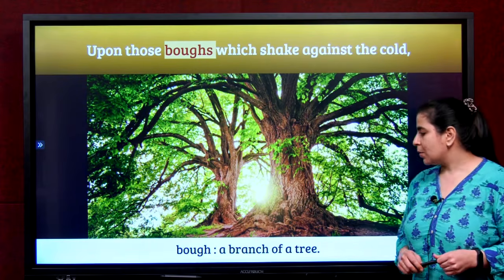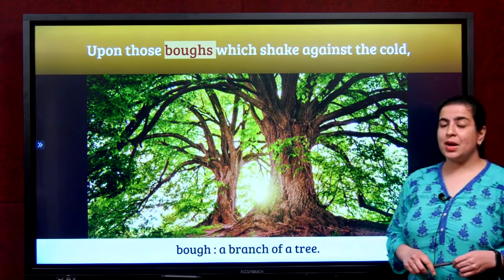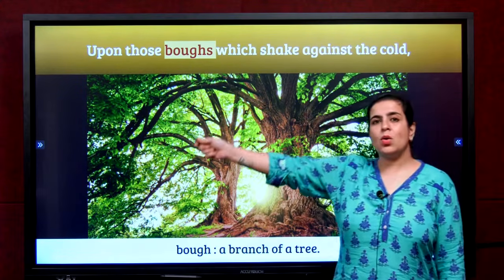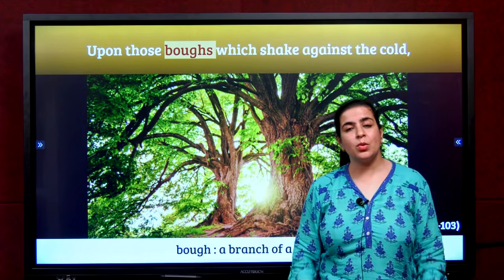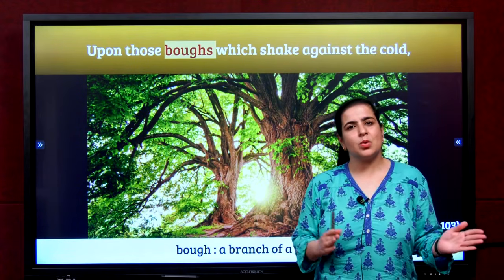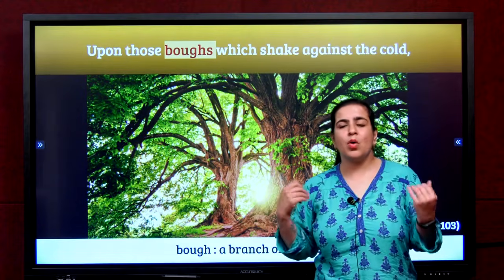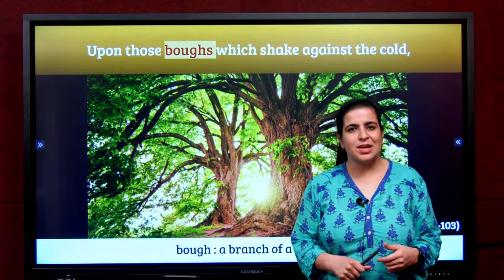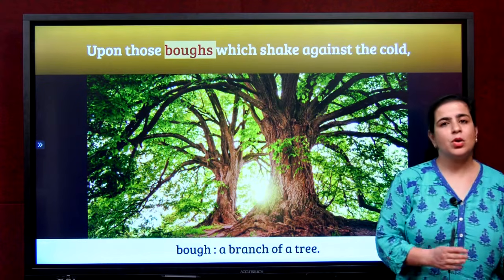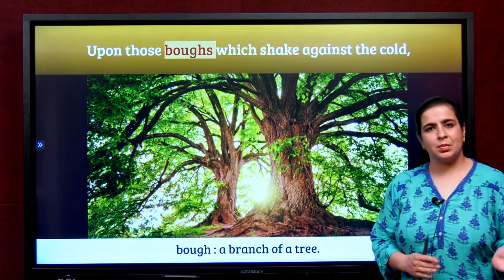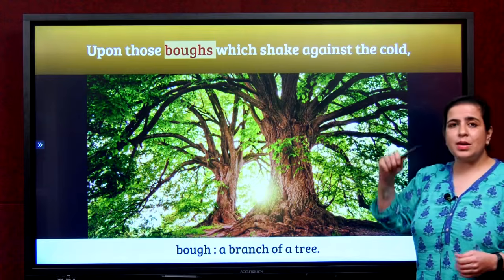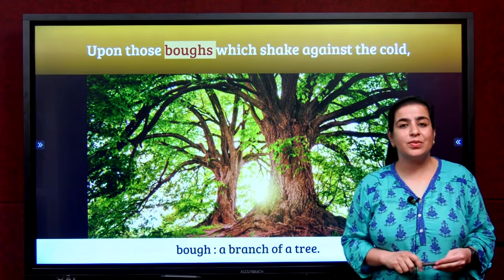What are boughs? Boughs are branches of trees. Now branches of trees also come down. This picture represents the old form. Now when you see someone old, what do you see? They mostly feel cold. Don't they feel cold? We relate old age to feeling more cold. The warmth in their body reduces. So they tend to feel more cold. Okay, so he has gone from autumn to winter now. That means more ahead in his life, which shake against the cold, as an old person shakes when he's feeling cold.